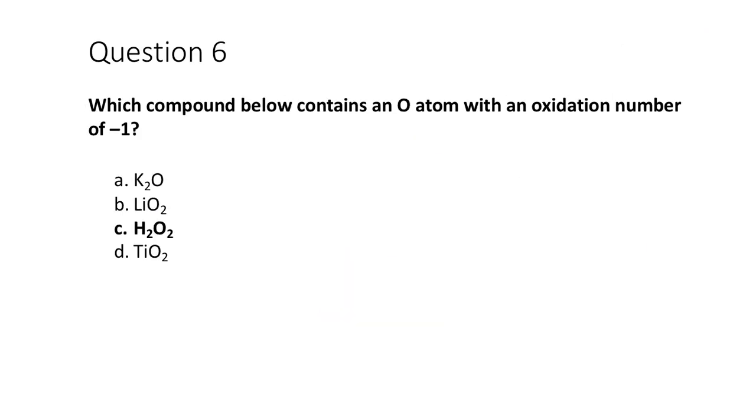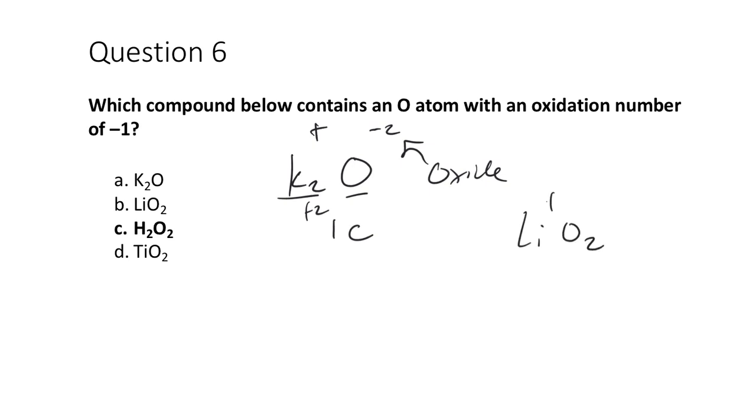Number 6, which compound below has an O atom with an oxidation number of -1? So let's just work all these out. This is, of course, an ionic compound. Potassium is always +1, so +2 total. This is potassium oxide by nomenclature standards, so that's the oxide ion, O2-. LiO2: lithium's always +1, so the collection of O2 has to have an oxidation number of -1, so each O is -0.5. And so we're not going to be answer B.